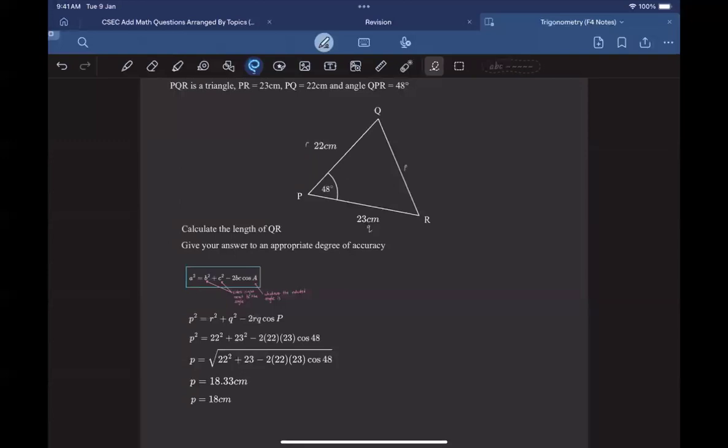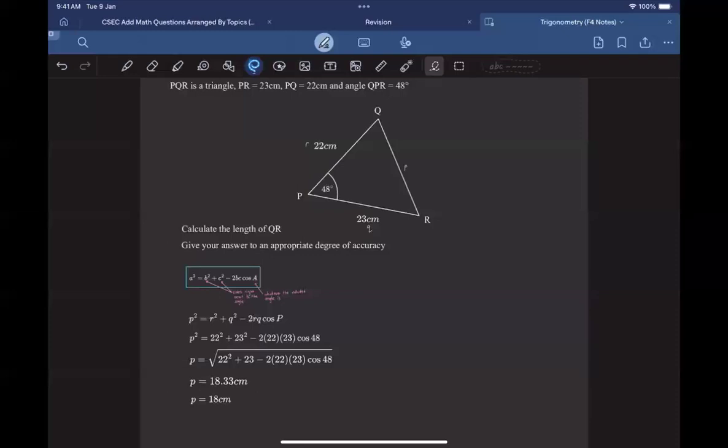So confused, for the last question. What do you think is the first thing you have to do for the last question? What do you think is the first thing? Make a guess. What do you think is the first thing you have to do?